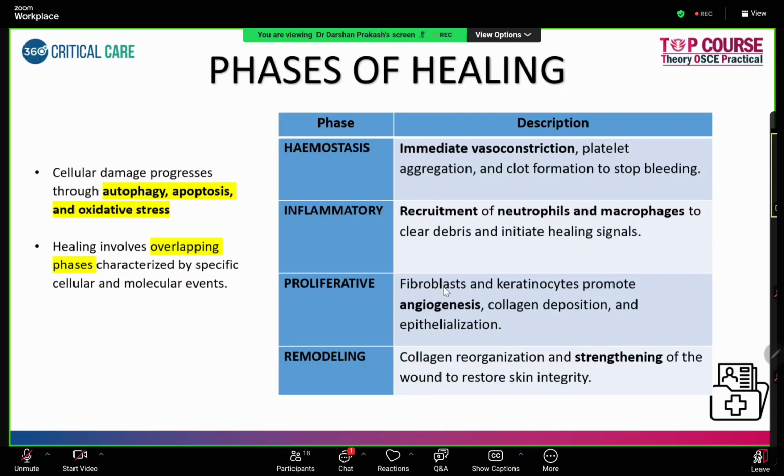Coming to the last phase of healing, that is remodeling, it is usually strengthening of the earlier processes, that is the angiogenesis, collagen deposition, and epithelialization, which in turn restores the skin integrity. So these are the phases of healing.